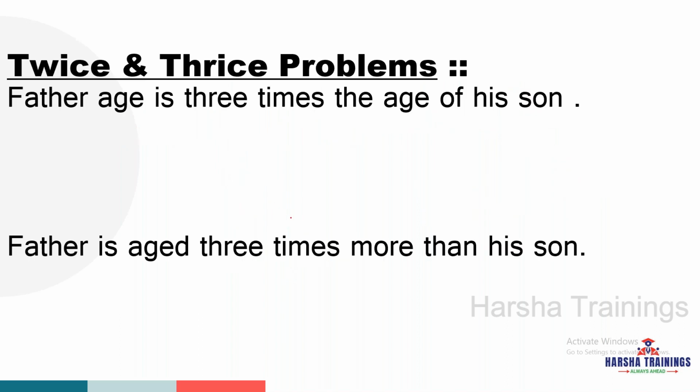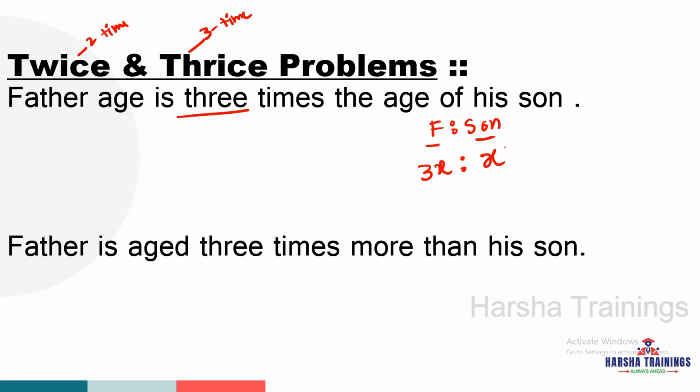The last 2 points are very important: twice problems and thrice problems. So twice means 2 times, and thrice means 3 times. First, read the first statement, guys. Father's age is 3 times the age of his son. First, I'm going with the basic method. Son's age we don't know, let it be x. Father is how many times? 3 times, right? x into 3, 3x.